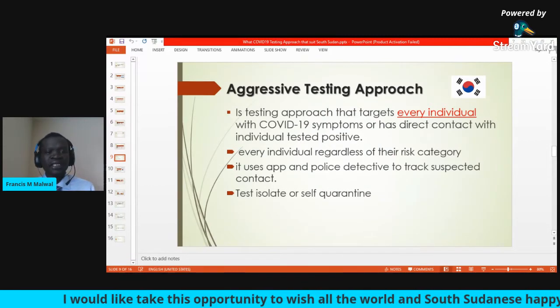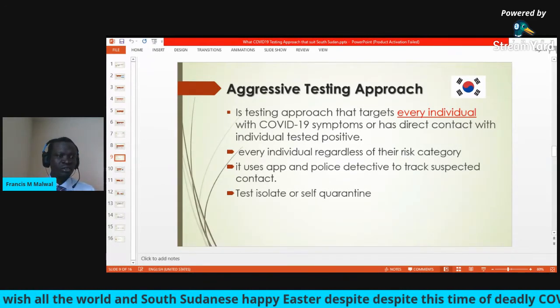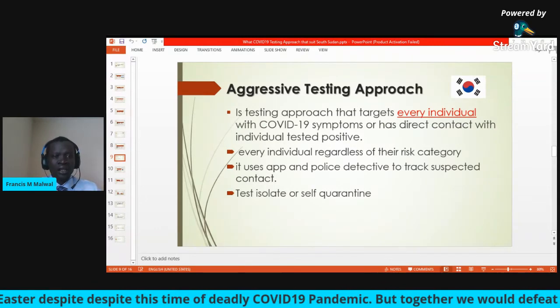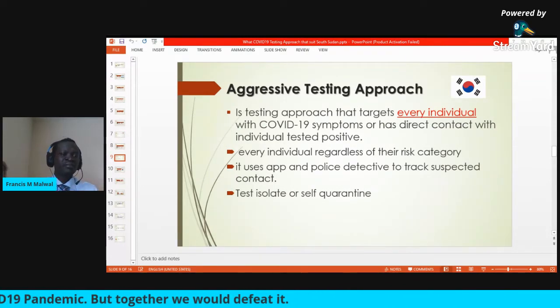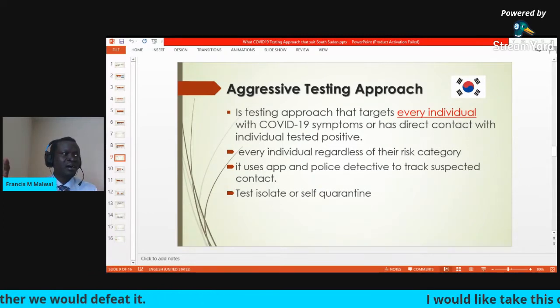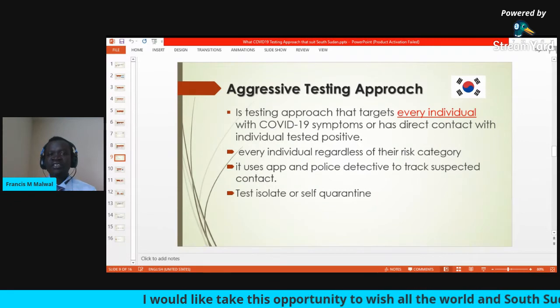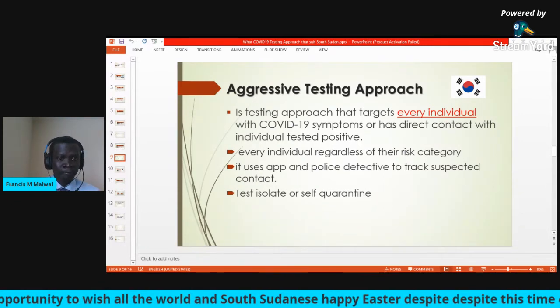So that was basically about the US, which adopted what I call the conservative testing approach. And now let us see the other nation that adopted a different approach. We have this one, which I call the aggressive testing approach, and this was adopted by South Korea.